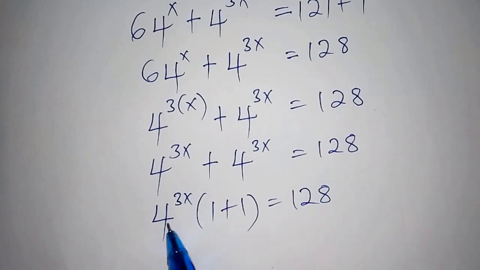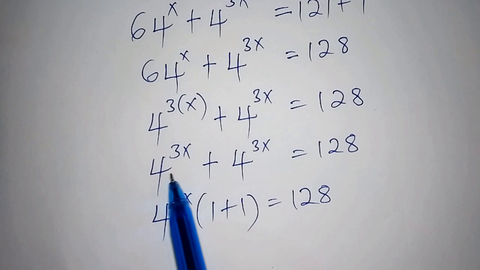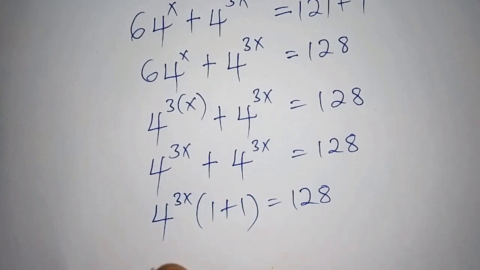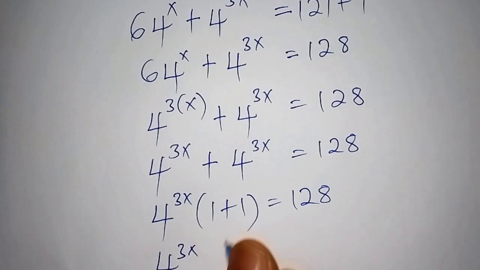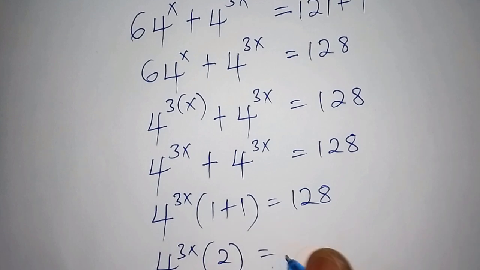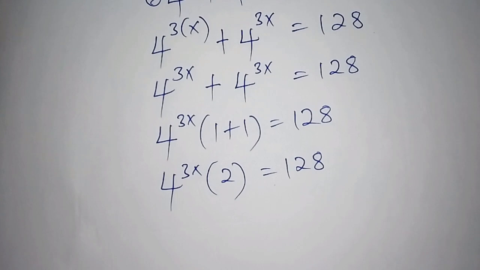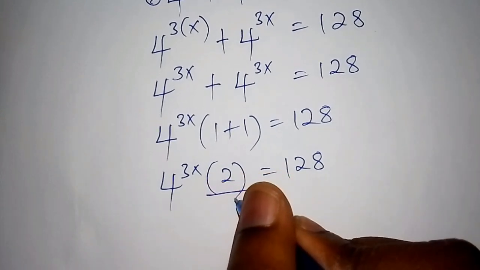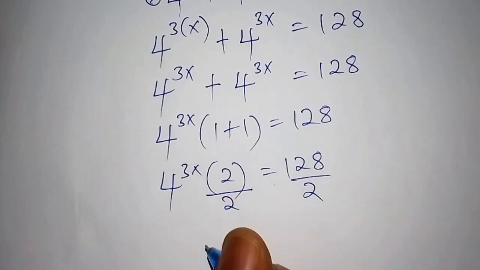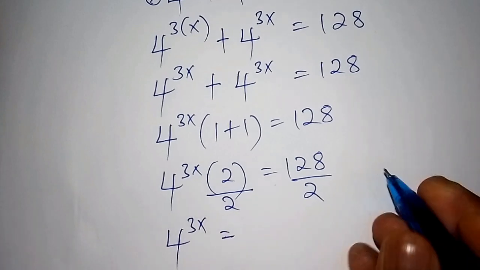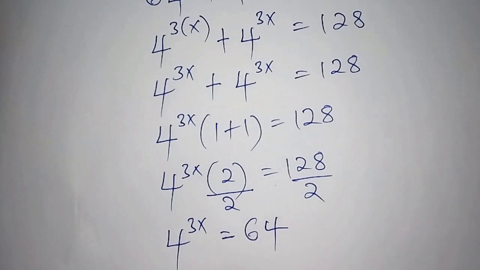Because when we open the bracket, we shall still add it to the other side. Let's work out the number inside the bracket. We shall have 4 to the power of 3x, then 1 plus 1, which is 2, is equal to 128. Let's remove this 2. We divide both sides by 2, so that we shall have 4 to the power of 3x is equal to 64.